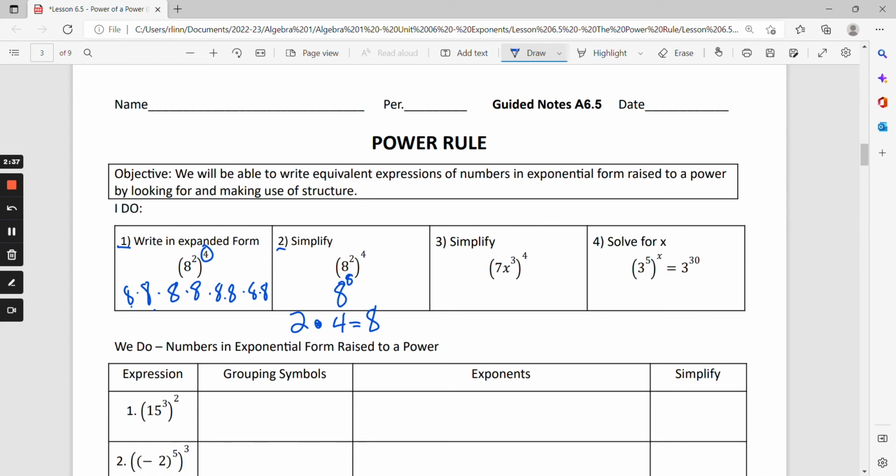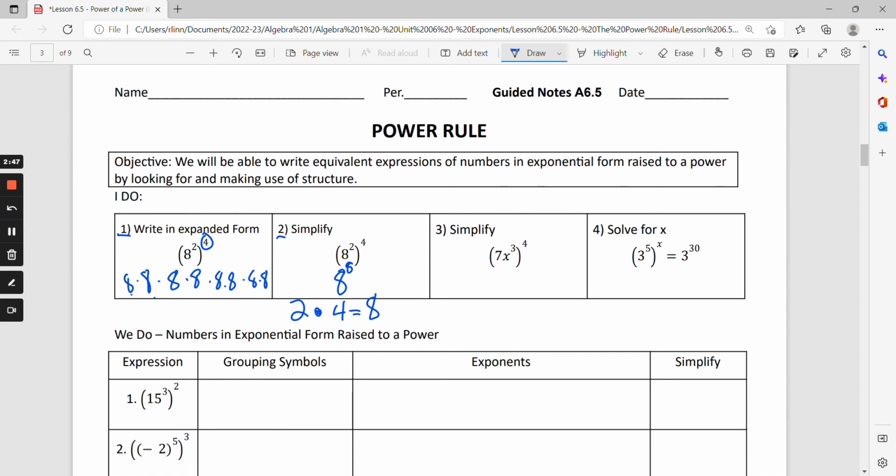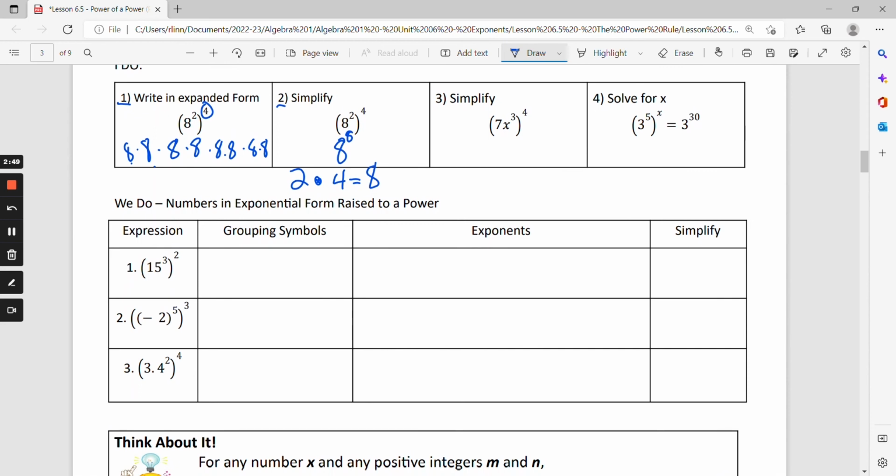powers raised to another power outside of parentheses, that means that I can use my power rule. My power rule says I'm going to multiply those together. So let's go ahead and take a look at how that works down here.